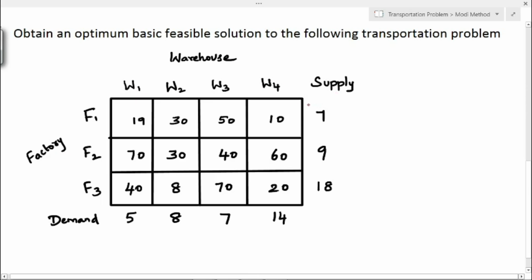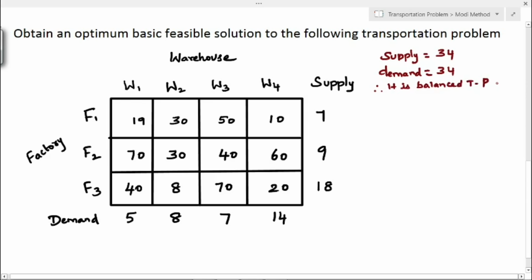So before solving the problem, first we have to check whether it is balanced or unbalanced. For that we have to calculate supply and demand. First we'll calculate supply. Supply value is 7 plus 9 plus 18. So the total is 34, and similarly the demand total is 5 plus 8 plus 7 plus 14. If you add, you will get 34. So both are equal, therefore it is a balanced transportation problem.